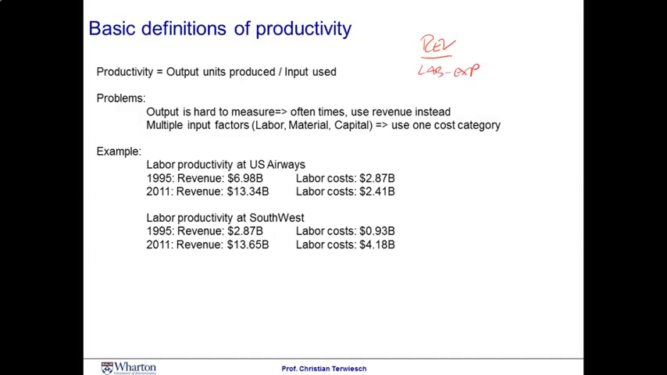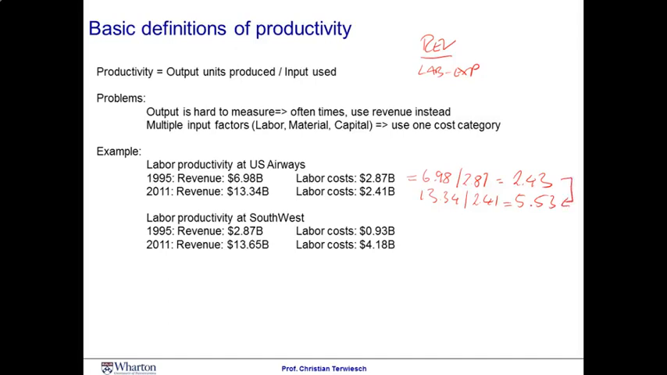Let's try this out for the US airline industry. In 1995, US Airways had $6.98 billion of revenue. Their labor cost was $2.87 billion. This gives us a labor productivity of 6.98 divided by 2.87 equals 2.43. 16 years later, the numbers had changed. Revenue had grown to 13.34, with the labor expenses being at 2.41. This has increased the labor productivity to 5.53. Notice that labor productivity in those 16 years at US Airways more than doubled.